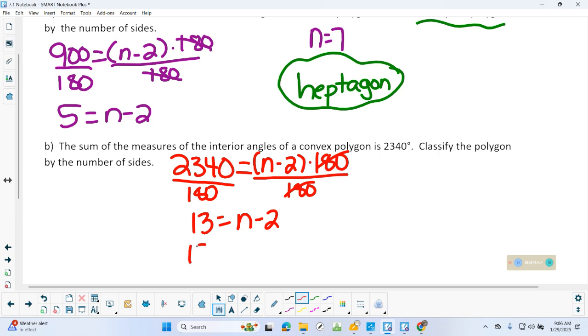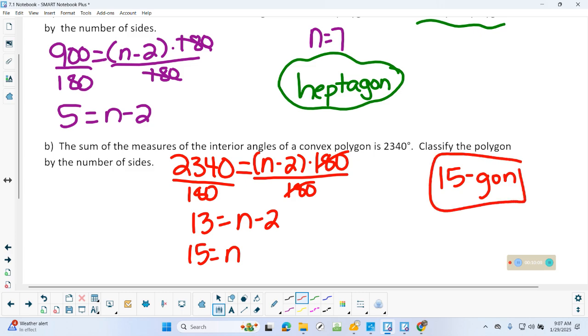15. Now, no fancy name that we have to memorize. I mean, it's on the chart, but you don't have to memorize past 12. So I'm just going to go with the generic 15-gon. This is what I'm going to name it. That is as difficult as it gets today, my friends. All right, let's look at the next picture.